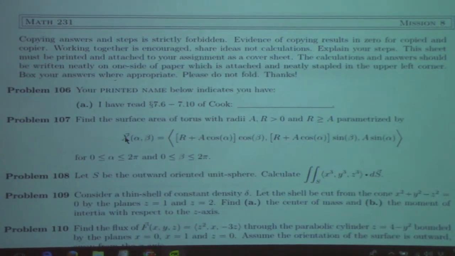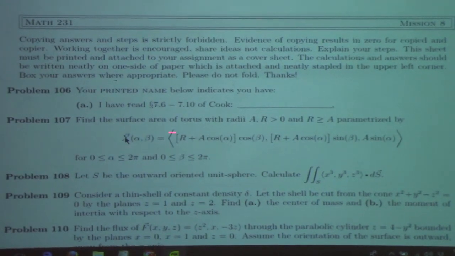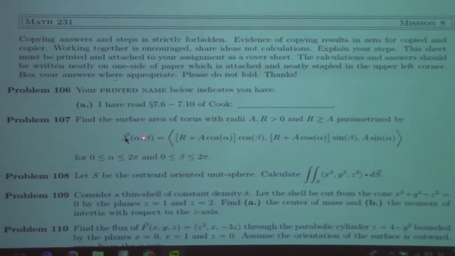Do we get points from... I mean, you should actually calculate it. The point of this problem is to work it out. How do you work this out? You have to calculate partial x, partial alpha, partial x, partial beta, take the cross product, and go from there, right? Then you get, well, anyway.